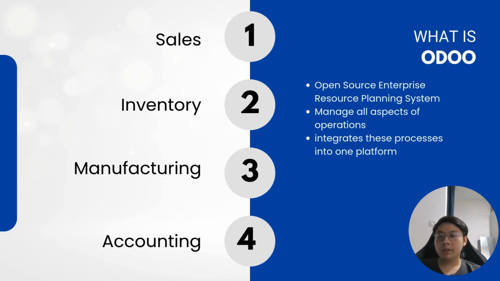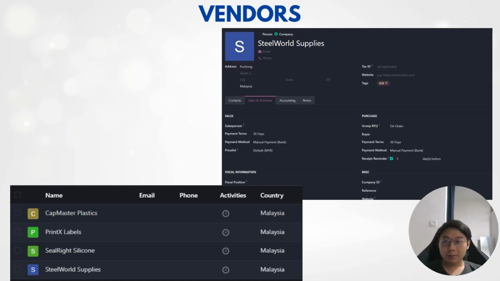One of Odoo's greatest strengths is its modular flexibility. You only activate the modules you need, and Odoo manages the integration for you. This makes it a powerful ERP tool for SMEs like Hydrocap who need automation and transparency but don't want overly complex systems. We begin by setting up vendor master data.